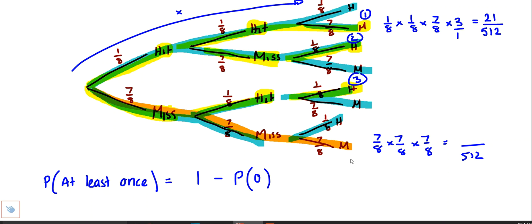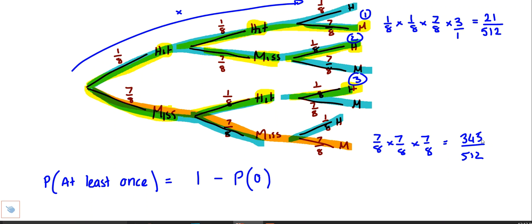Check it if you like. 8 times 8 times 8. No, it's just 8. When you multiply by a whole number, you only multiply with the numerator. It's 343. So 1 minus.